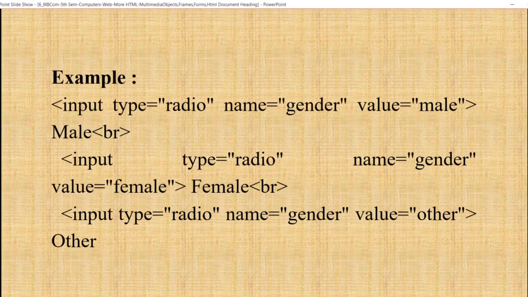See the example, input type equals to radio, name equals to gender, value equals to male. Similarly, type equals to radio, name gender, female. Input type equals to radio, gender, other values. Here I can select only one, either male or female. I can't select both. We can choose only a single option.